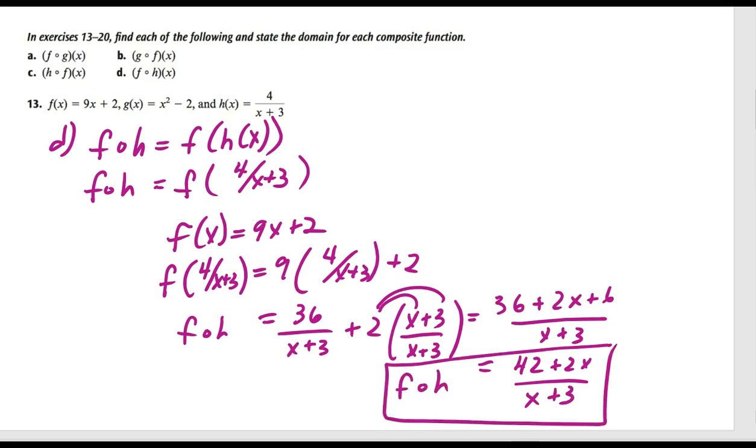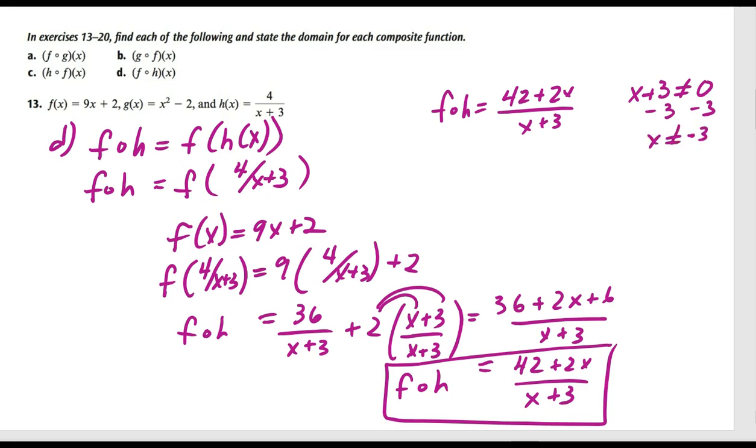Now it wants us to state the domain. So first let's look at what is the domain of this function we just created, this f of h. Well, like in the last problem, we have to be respectful of the domain because we never want division by 0. So we have to restrict our domain. And the way we do that is we say x plus 3 can never equal 0. So we want to find out what values will create that. And we'll set it equal to 0 and solve. So we never want x to be negative 3.